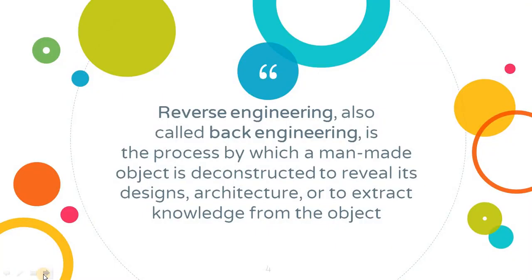Reverse engineering is actually a back engineering process, opposite to software engineering. In software engineering, we start with the user requirements and end with the product. Here the process is a little bit different. It's a reverse process. We start with a product and end with its details. So it can be named reverse engineering. It's a process by which a man-made object is deconstructed to reveal its design, architecture, or to extract knowledge from the object.